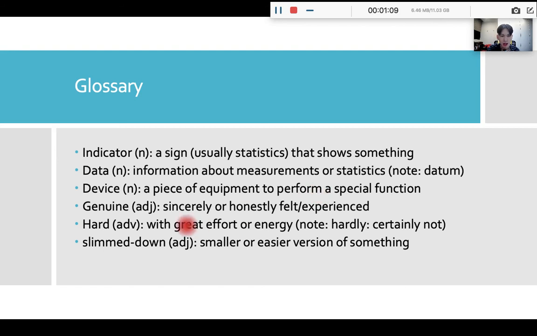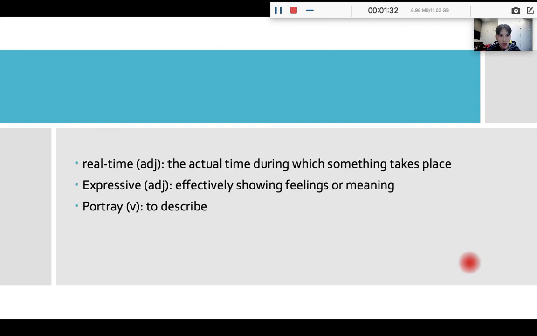And hard here is an adjective. It means with great effort. Do pay attention to this. Hardly means certainly not, okay? It is not the adjective of hard. The adjective of hard is still hard. Slim down means smaller or easier version of something. Okay, and real time means actual time.